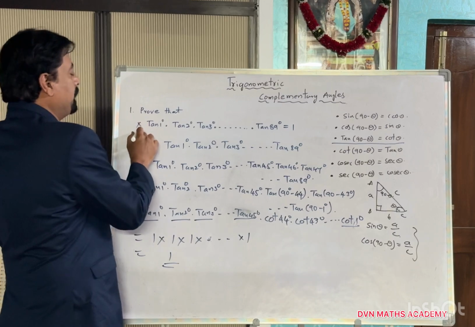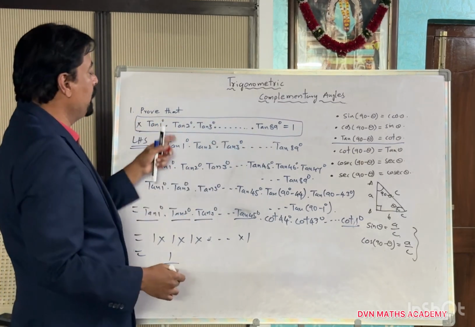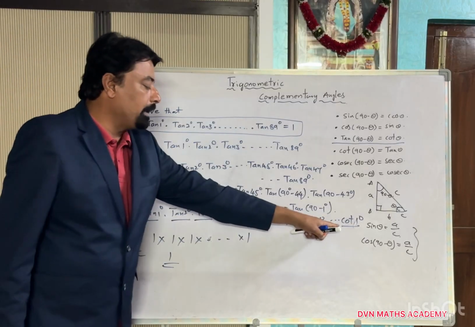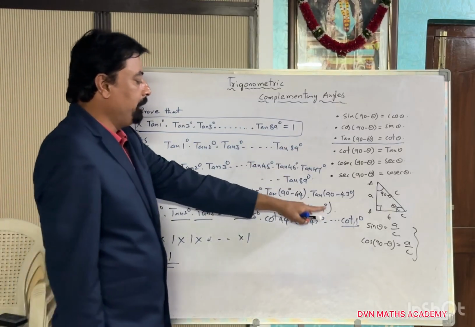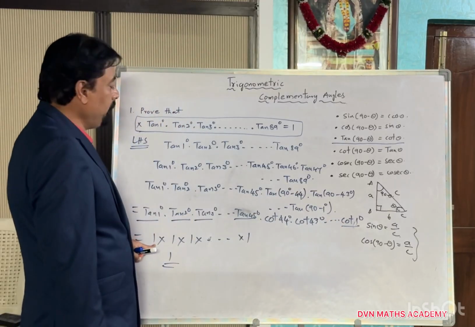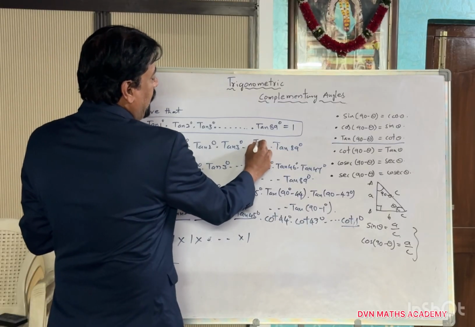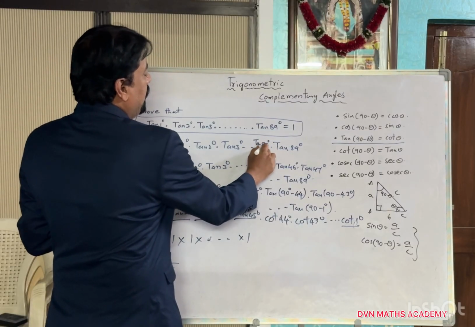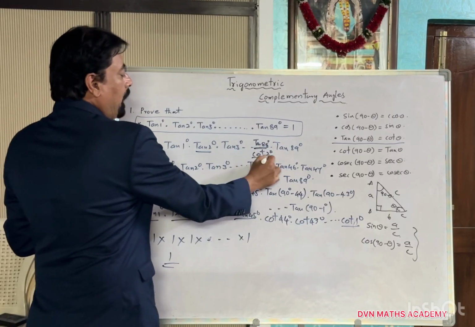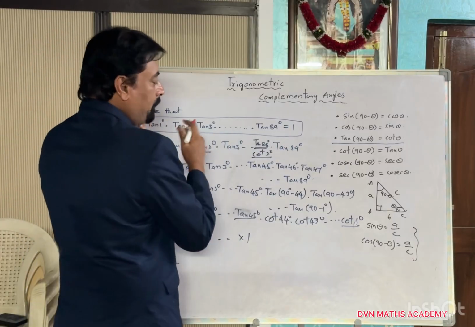So if you multiply these values by using the complementary ratios and the complementary angles, you will get the value as 1. Here tan 89 degrees will be equal to cot 1 degree. So cot 1 degree into tan 1 degree will be 1. And tan 2 degree, before it will be tan 88 degree. This 88 degree becomes cot 2 degree. So tan 2 degree and cot 2 degree, if you multiply these two, you will get 1. Like that, all will be equal to 1.